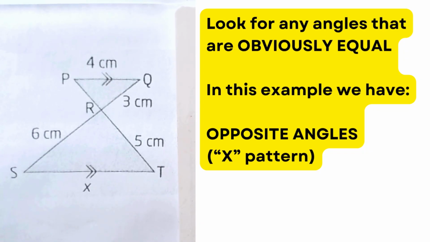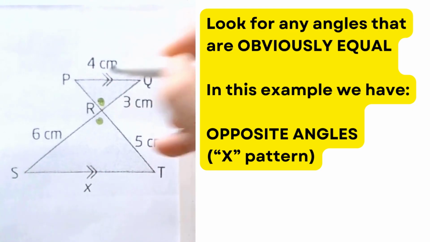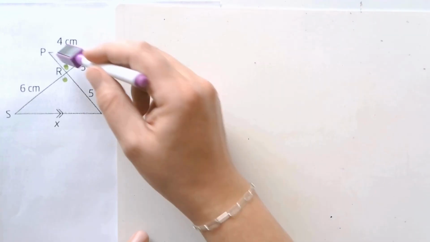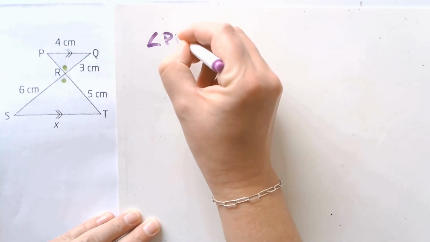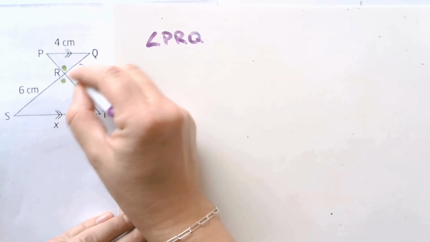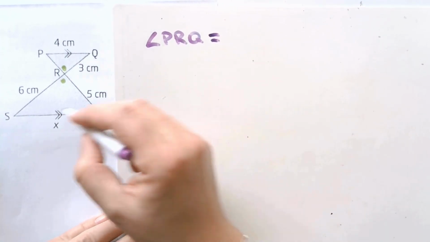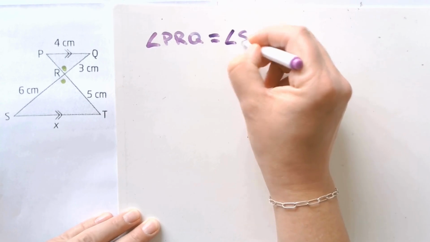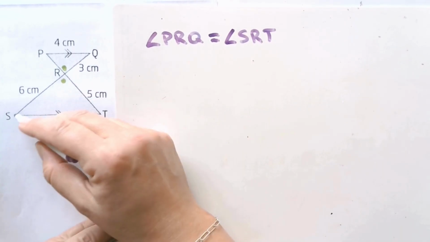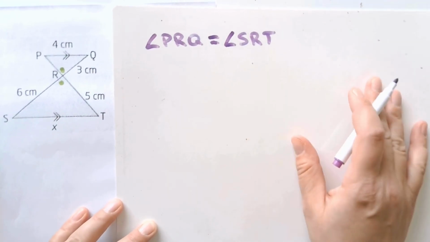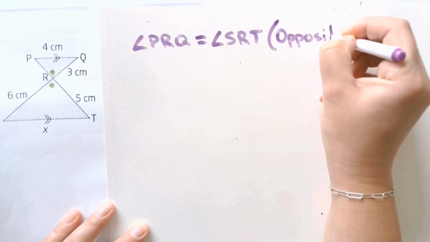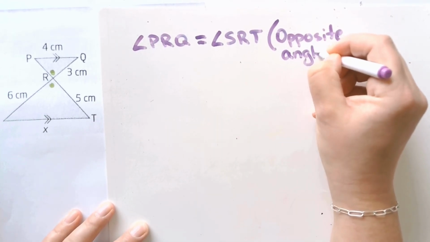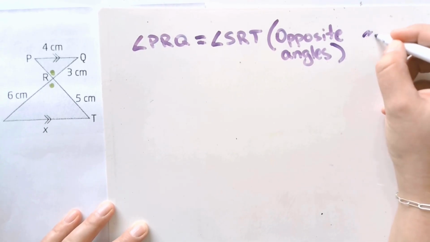So I'm looking for any angles that are obviously equal to each other. And in this case, something jumps out at me, that these two angles are opposite of one another. And I can't just write angle R is equal to angle R, so I need to write it this way. Angle PRQ, with that R being in the middle between P and Q, is equal to angle SRT. Again, we're referring to R here, but it's between S and T, not between anything else. And you're going to need to prove the reason, and that's because they're opposite angles. Colloquially, I call it the X pattern.